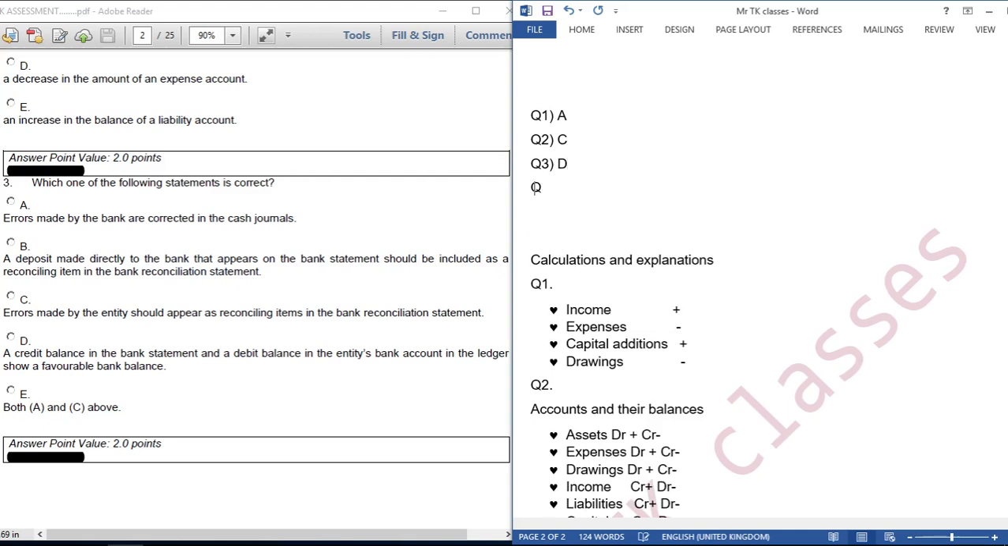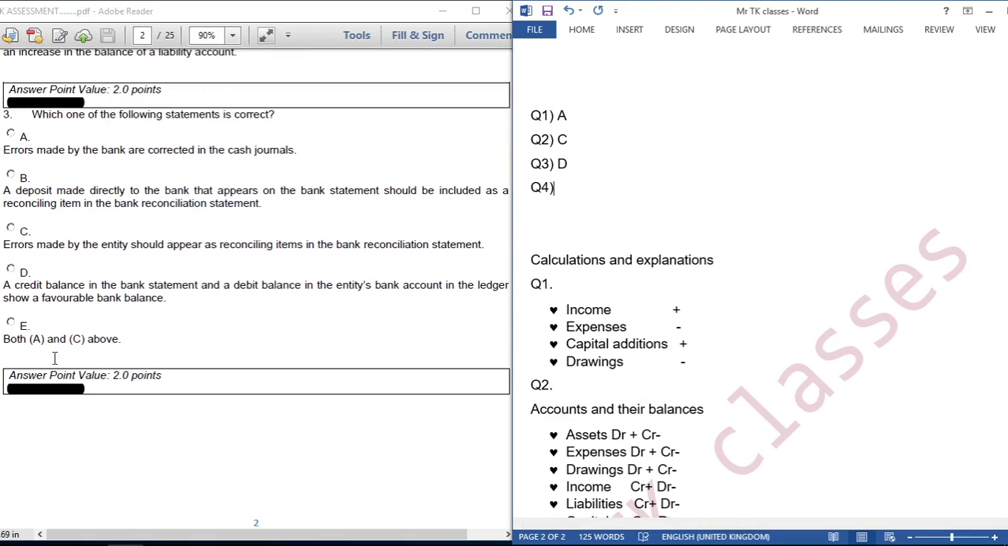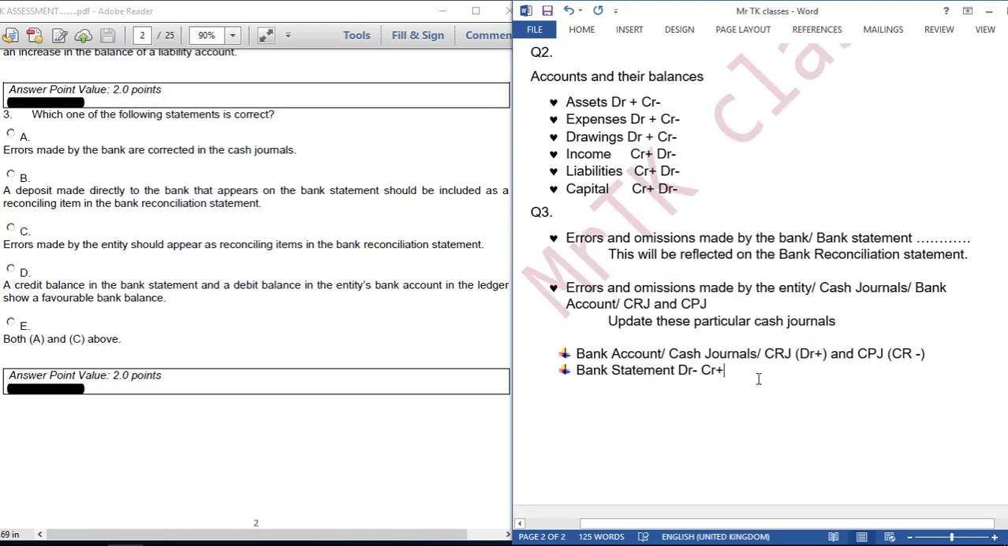Okay. Question 4. All right, let us just look at E. E is just saying A and E, so that's wrong. All right, we move on to question 4.